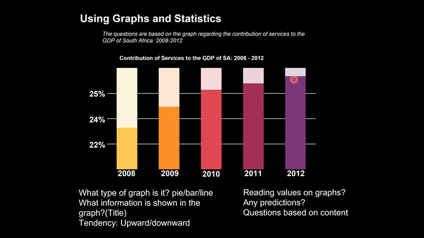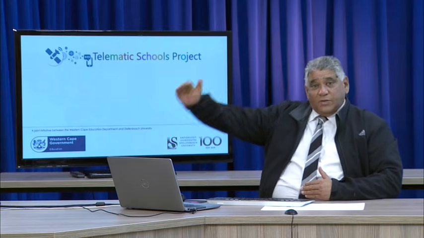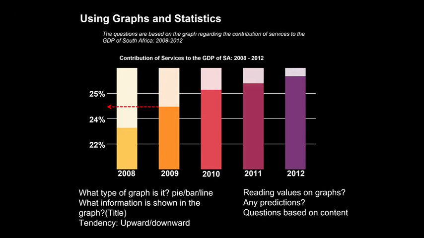What else must I look at? I must be able to read the values on the map, on the graph, or even in the statistics. They can, for instance, ask you in 2009, what was the value, and you must be able to read it off the graph's x-axis. Can any predictions be made? Do you think that the tendency will carry on, or do you think it will drop? Especially higher order questions will look something like that. And then questions based on content can also be asked. Now let's have a look at the grade 11 one.